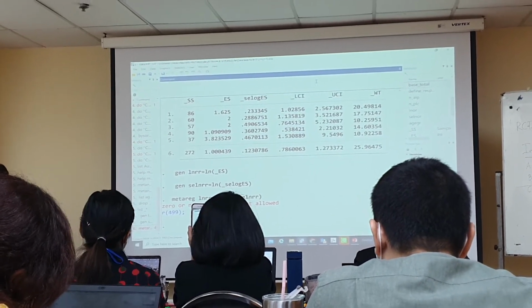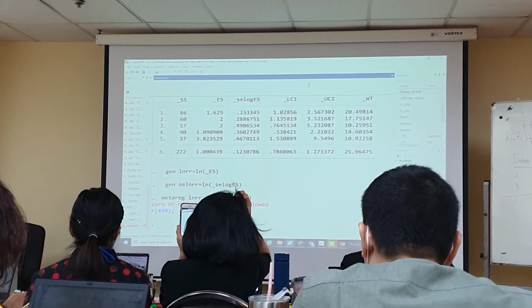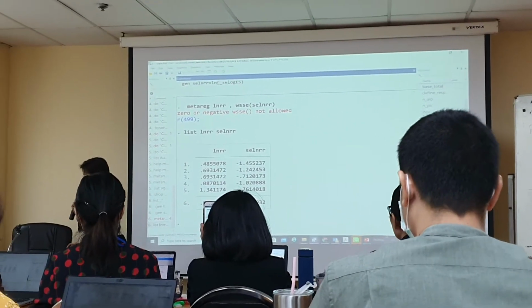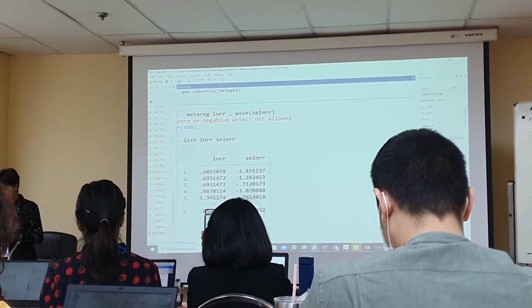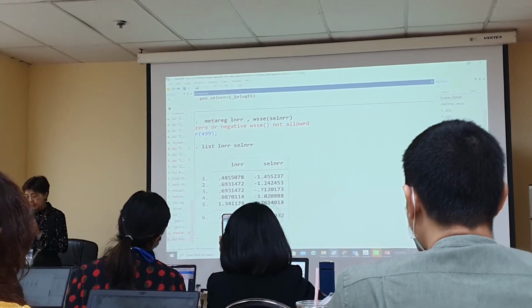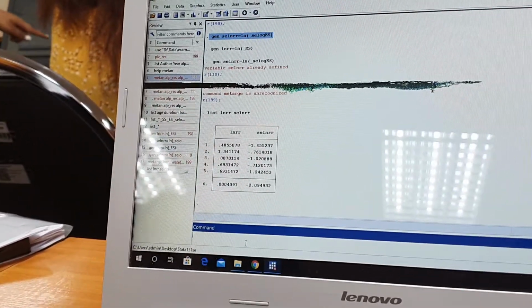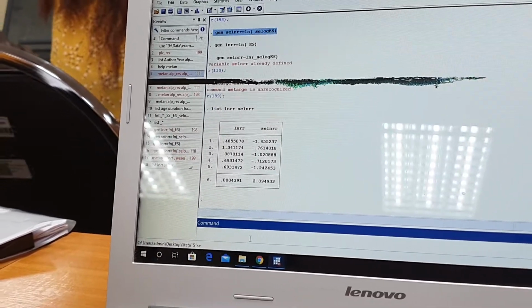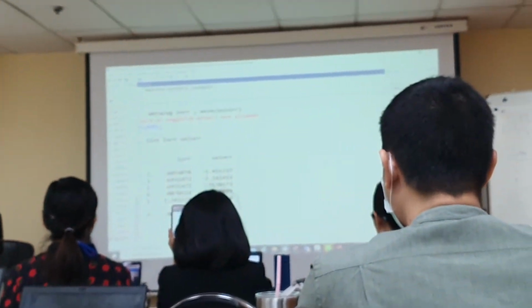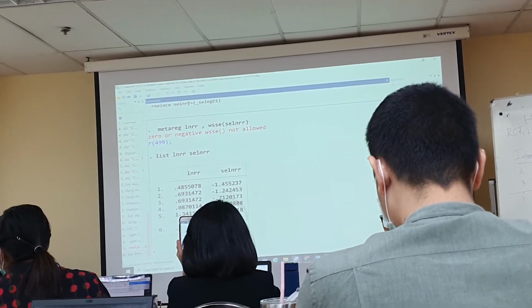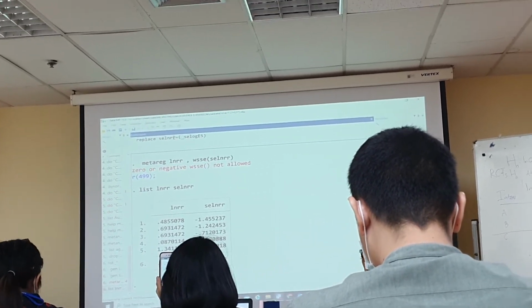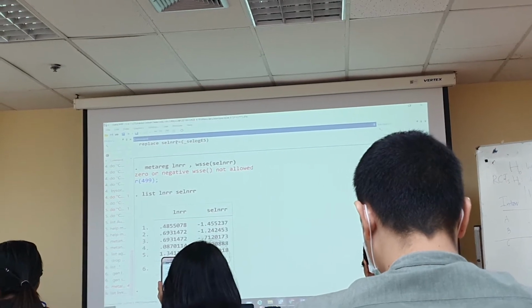Follow me exactly, please. I will replace this. I'm not going to generate again. I will replace the previous variable. Use the replace command: replace SE log RR equal underscore SE log ES. Okay?